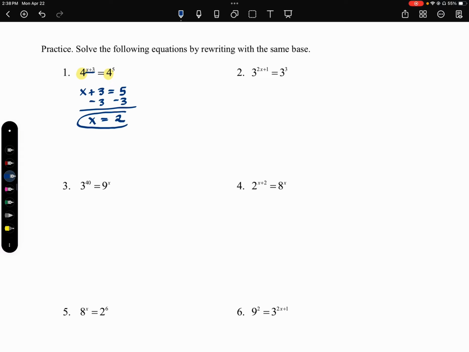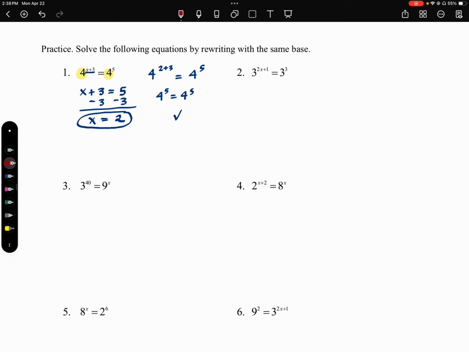And that is our answer for number 1, but we can always check it. If we plug it back in, we have 2 plus 3 in our exponent on the left, and we don't even have to change anything on the right, and we get 4 to the 5th is equal to 4 to the 5th. You don't even need to know what 4 to the 5th is, we just know that both sides equal that, so we are good to go. Let's move on to number 2.